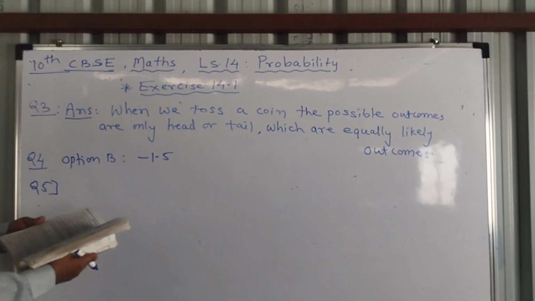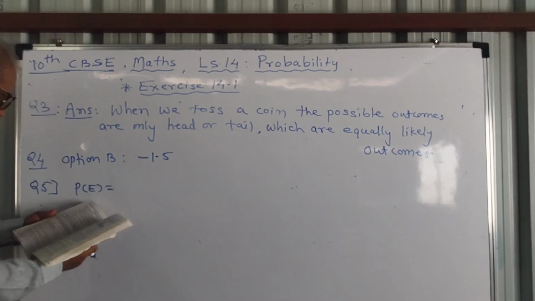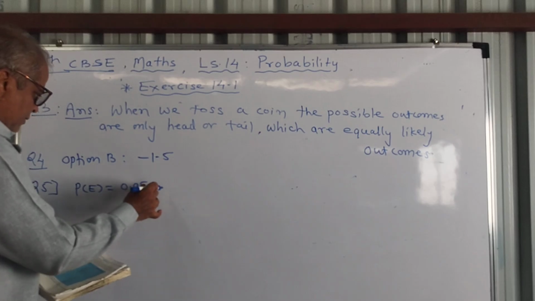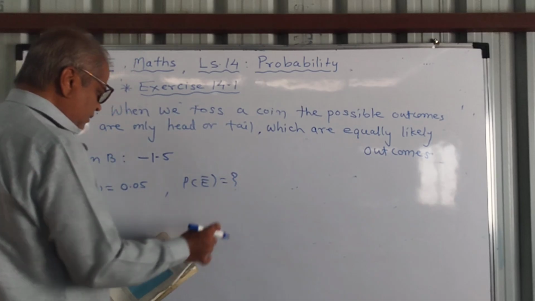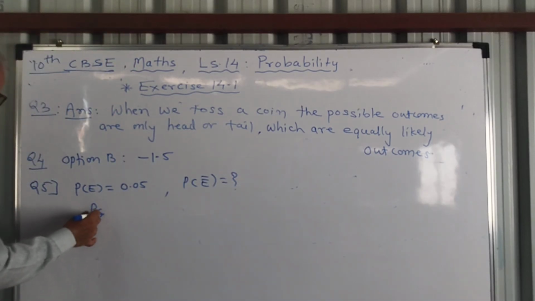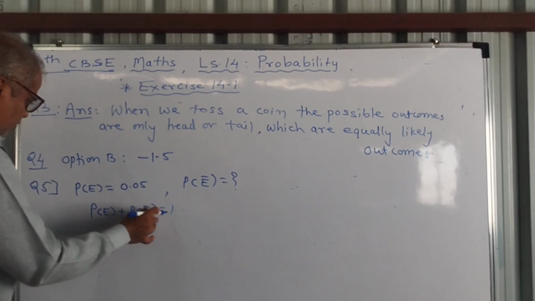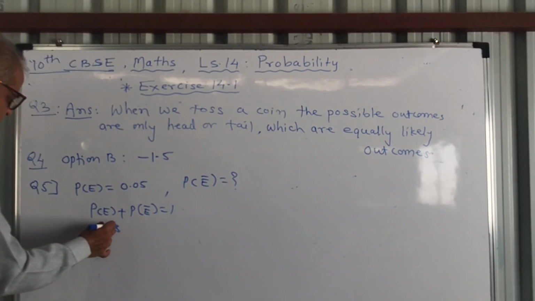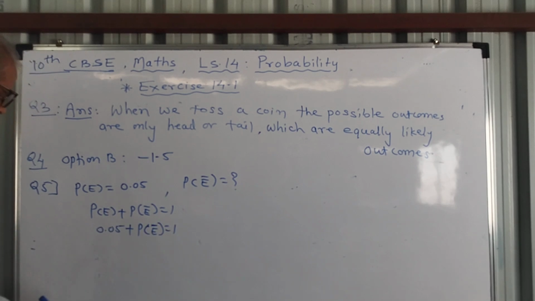So P of E is equal to 0.05, and P of E dash is equal to question mark. So write the formula. P of E plus P of not E is equal to 1. So P of E is 0.05, plus P of not E is equal to 1. See, this dash means complement, and complement means not happening of that event.